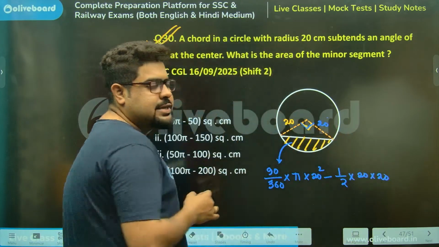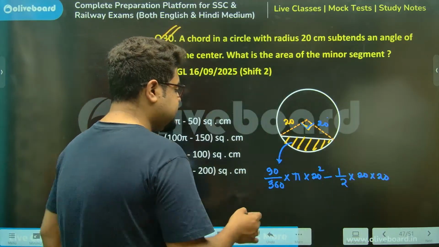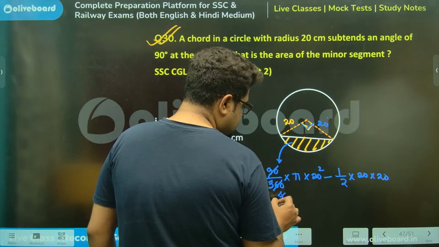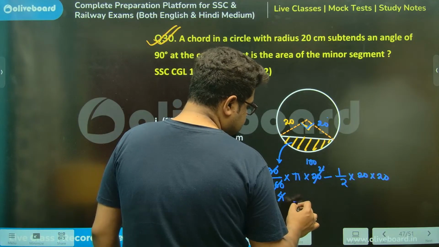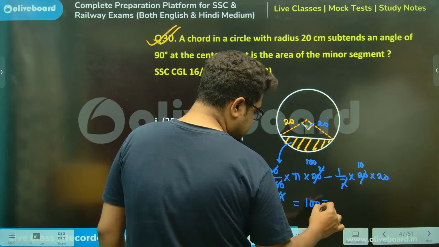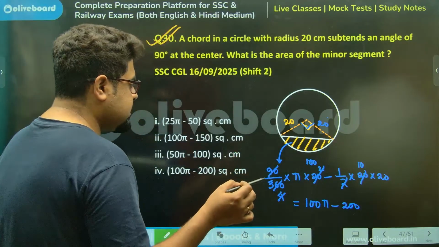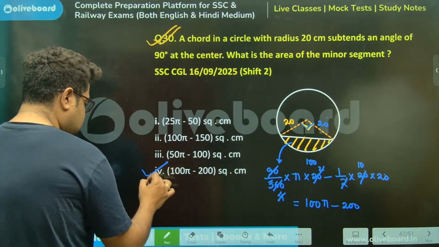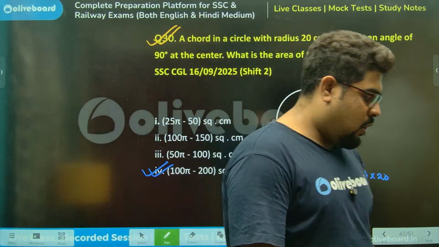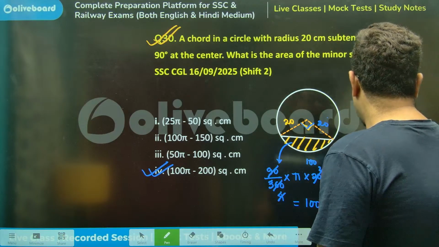20 is base, 20 is height because it is a right angle triangle, so I don't need to take sine theta. The sector is 1/4 of pi into 400, which is 100 pi, and the triangle is 200. So it will be 100 pi minus 200, option number 4, which is most definitely your correct answer. Again, clear? Moving on.